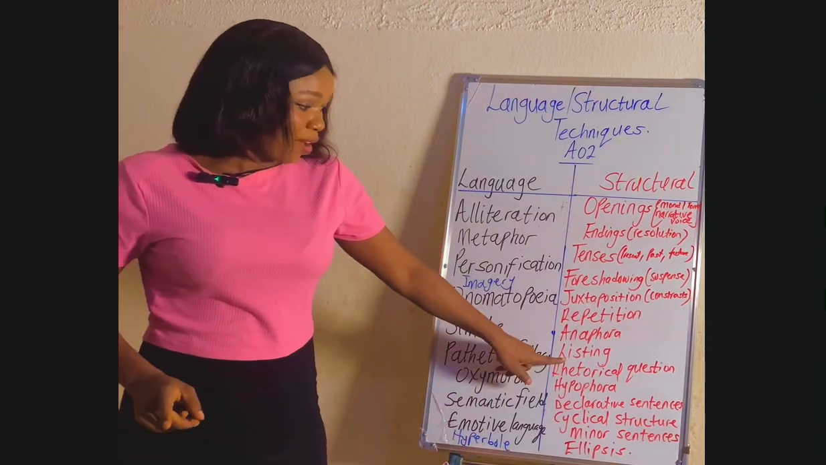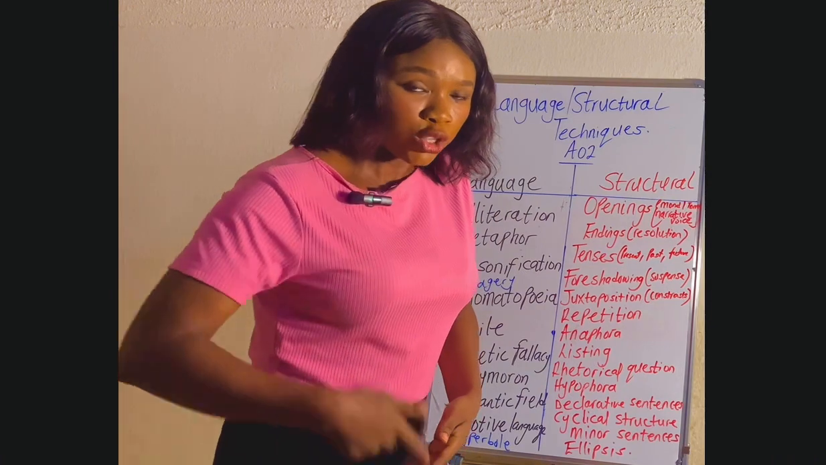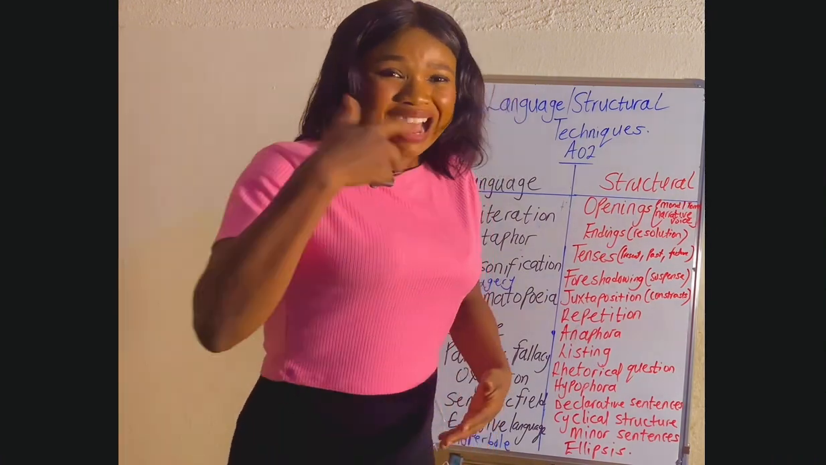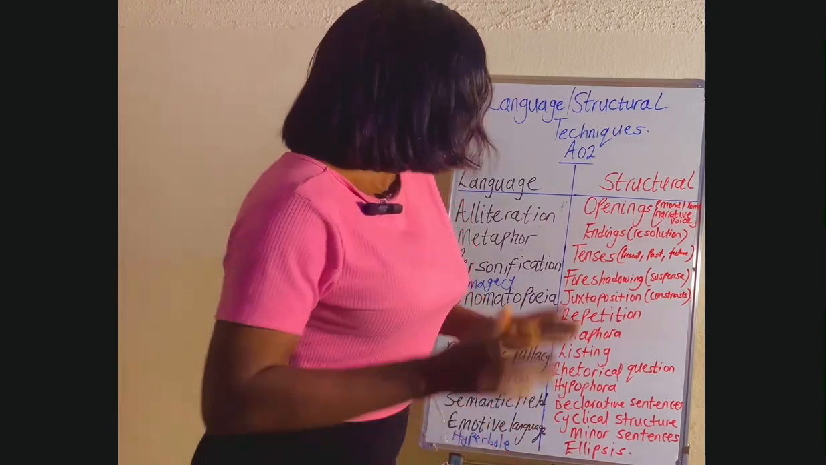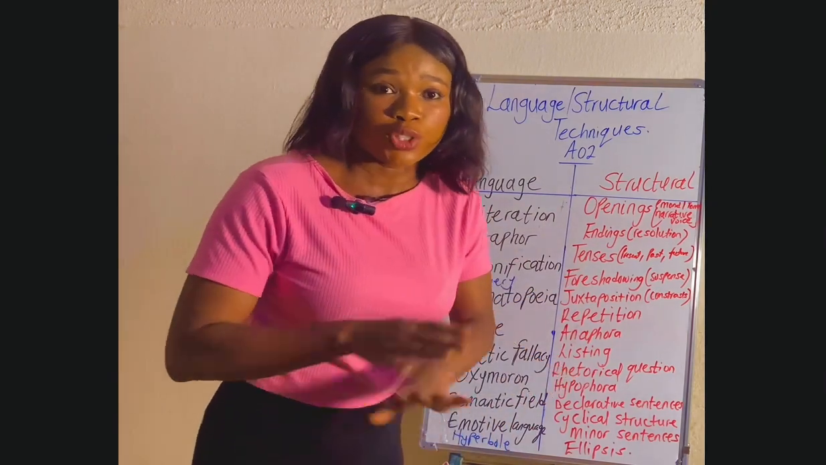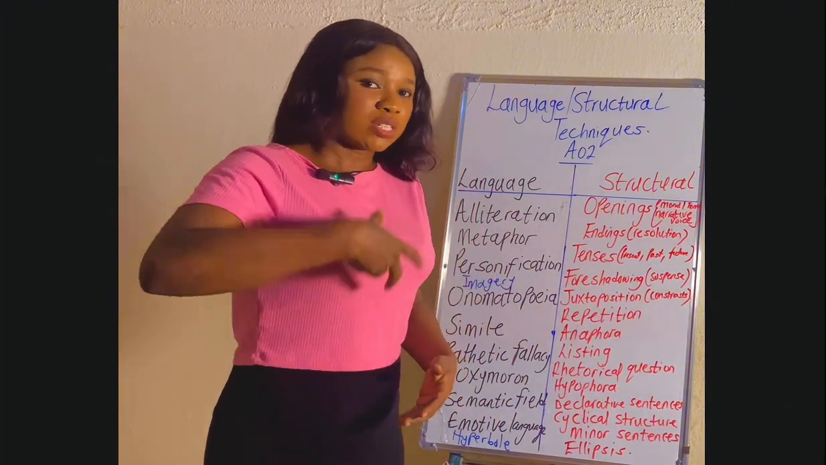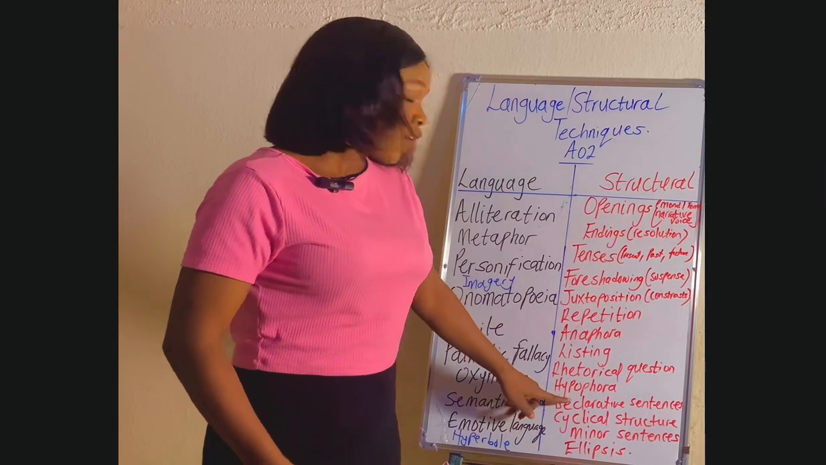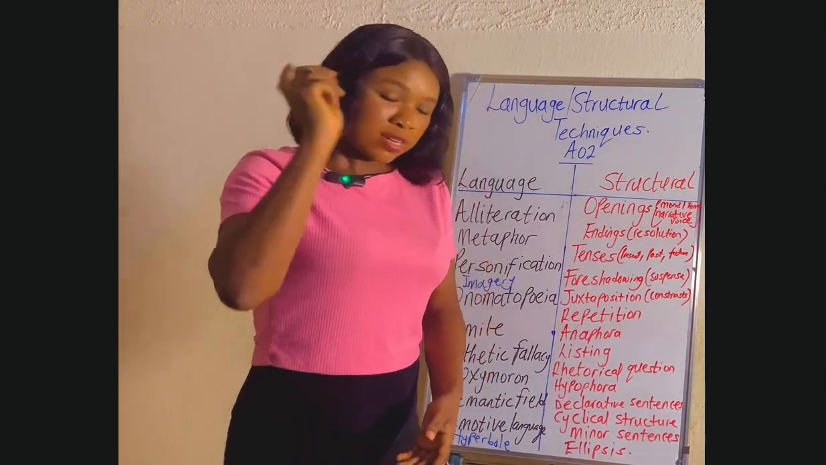Then we have listing. Listing could be done either using commas to list a particular thing over and over again, or using and, but, and this happened, but this, and that, and that. That is listing. Then we have rhetorical question. Rhetorical questions are questions that don't need an answer. Authors use it, writers use it in their text to ask questions. Hypophora is when the writer poses a question and then answers it by himself. It's also found in the text.